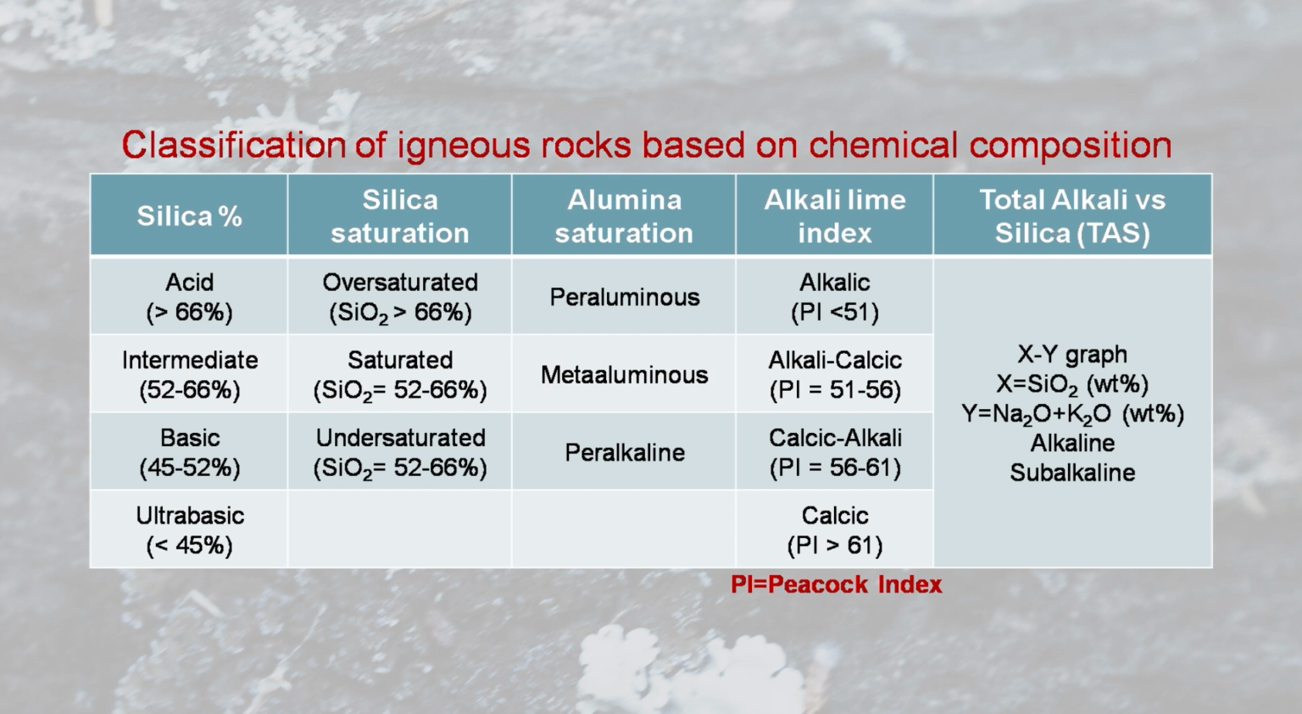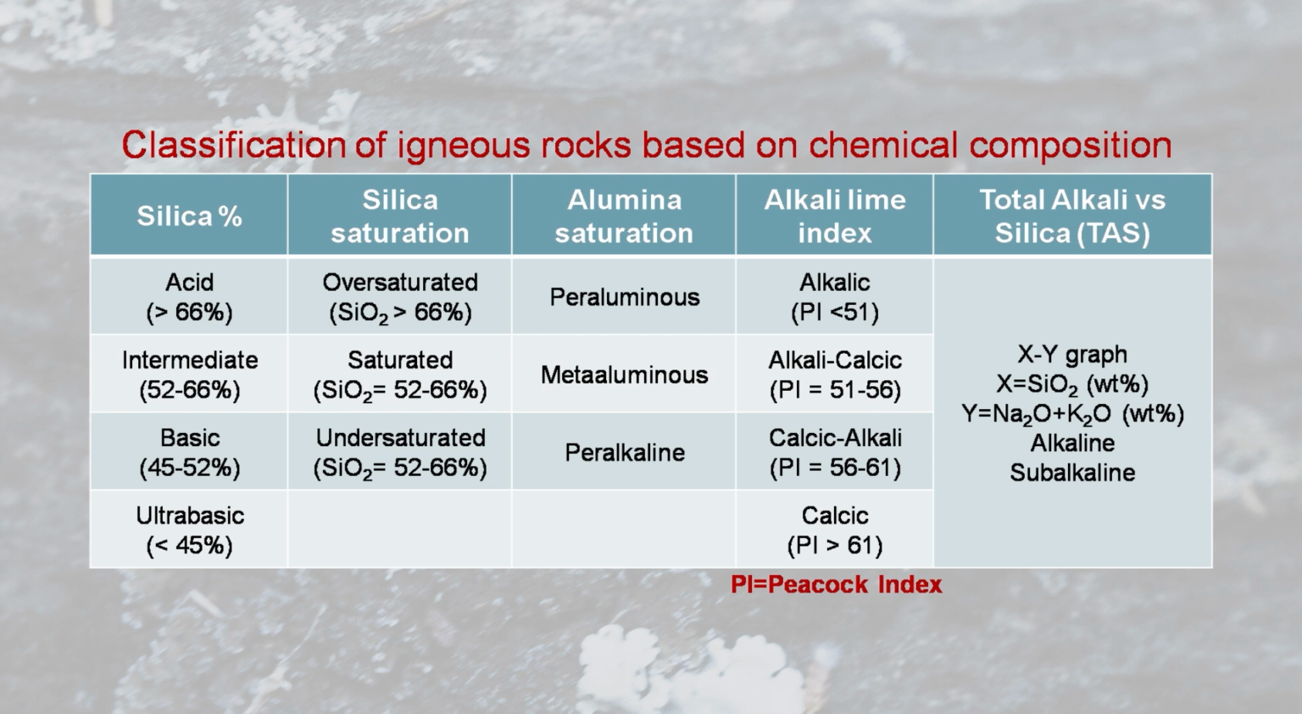Then the other way of classifying it is the alumina saturation. We have peraluminous variety, metaluminous variety, and peralkaline variety, which is based on the value of A/CNK and A/NK, where A/CNK is Al2O3 proportion by calcium oxide plus Na2O plus K2O mole proportion. And for A/NK, we have Al2O3 divided by the sum of Na2O plus K2O in mole proportion. And that allows us to classify the rock into peraluminous, metaluminous, and peralkaline variety.